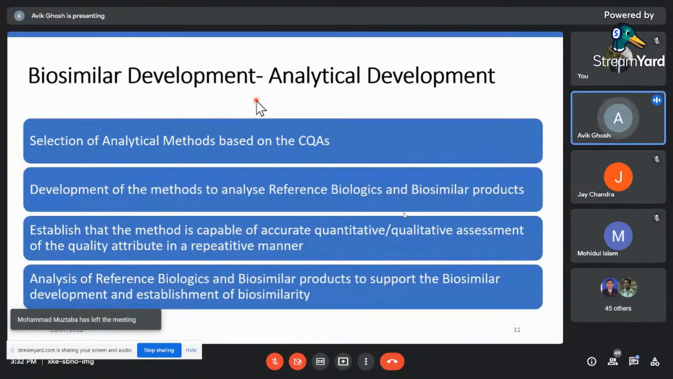Then comes the actual analysis part. Once your methods are set, you analyze the reference biologics, and then you analyze the biosimilar products as well, during the development of the biosimilar, as well as at the end when your final product is ready to establish the biosimilarity.